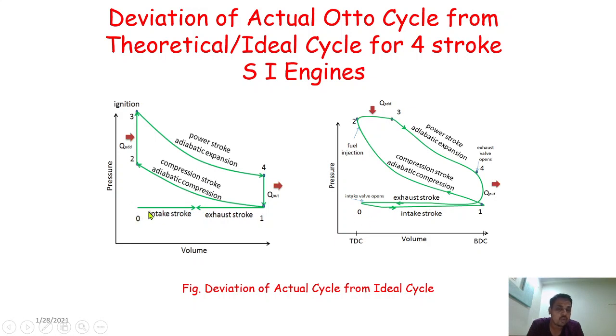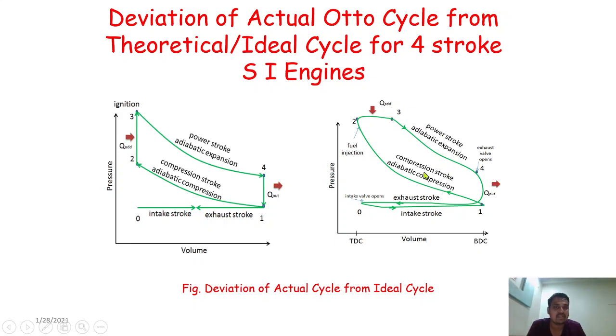Here from 0 to 1 we have a straight line, but in the actual cycle from 0 to 1 we never get a straight line; there will be some curvature. Then 1 to 2, 2 to 3, 3 to 4, again 4 to 5 and 1 to 0. Every curve of the cycle of operation is different in the actual cycle. Why is this happening in the actual engine?